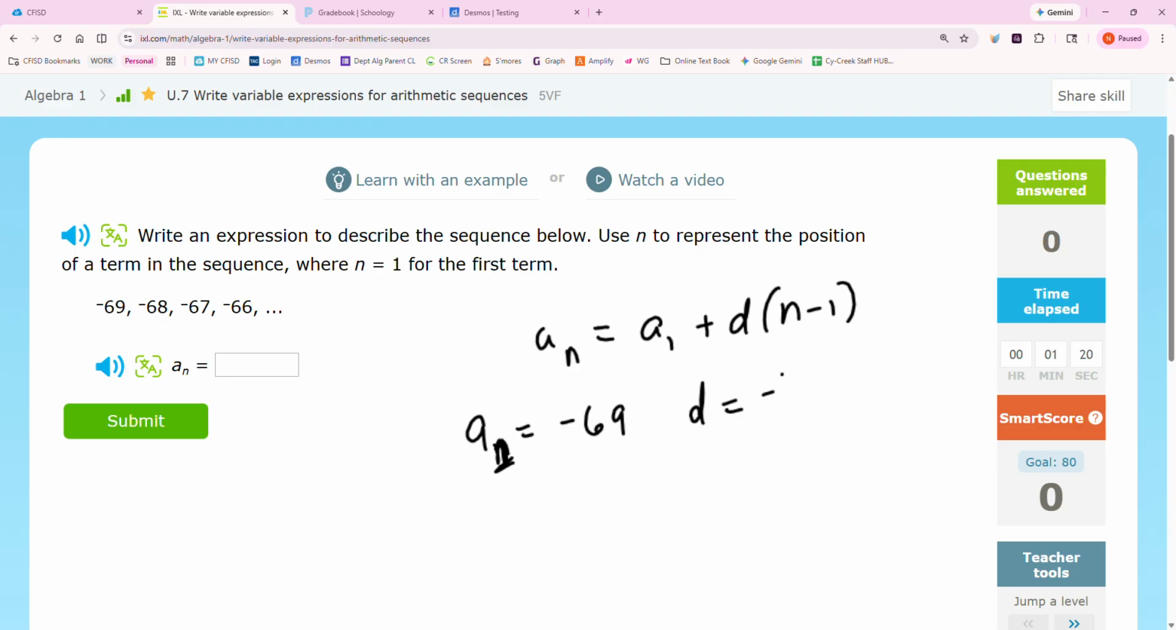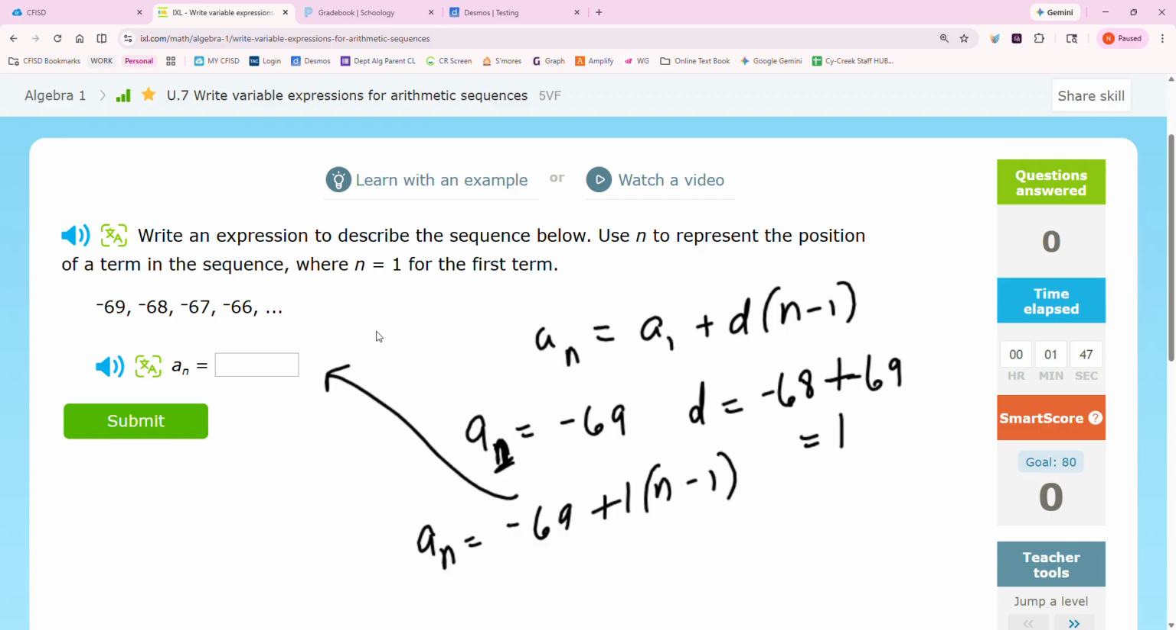Our common difference is going to be negative 68 minus negative 69. A minus and a minus become a plus. That's going to give me a positive 1. So when I put this together using this formula, our formula is going to be negative 69 plus 1 times n minus 1. That's all we have to put in there. So we're going to put negative 69 plus 1 times n minus 1, and we're done.